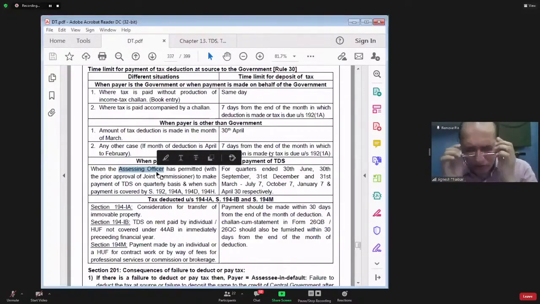For the first quarter, which is nothing but April, May and June, whatever TDS is deducted in the months of April, May and June should be paid to the government by 7th of July. Whatever TDS is deducted during the second quarter, July, August, September, should be paid by 7th October. Whatever is deducted during October, November, December should be paid by 7th of January. And whatever is deducted in the months of Jan, Feb, March should be paid to the government by 30th of April.